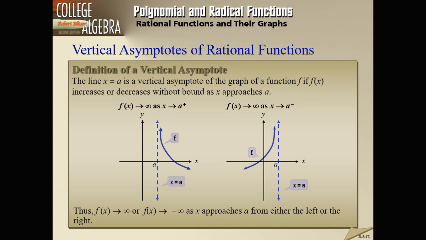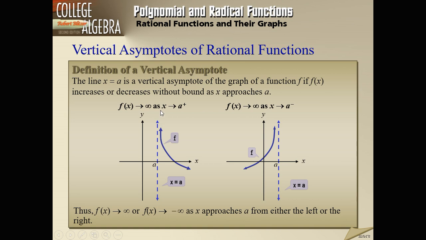vertical asymptotes natin. Okay, so the line x equal to a is a vertical asymptote of the graph of a function if f of x increases or decreases without bound as x approaches a. So ito yung example natin. So f of x approaches positive infinity. So again, yung f of x natin ay y. F of x is equal to y actually. So, ito yung f of x natin.